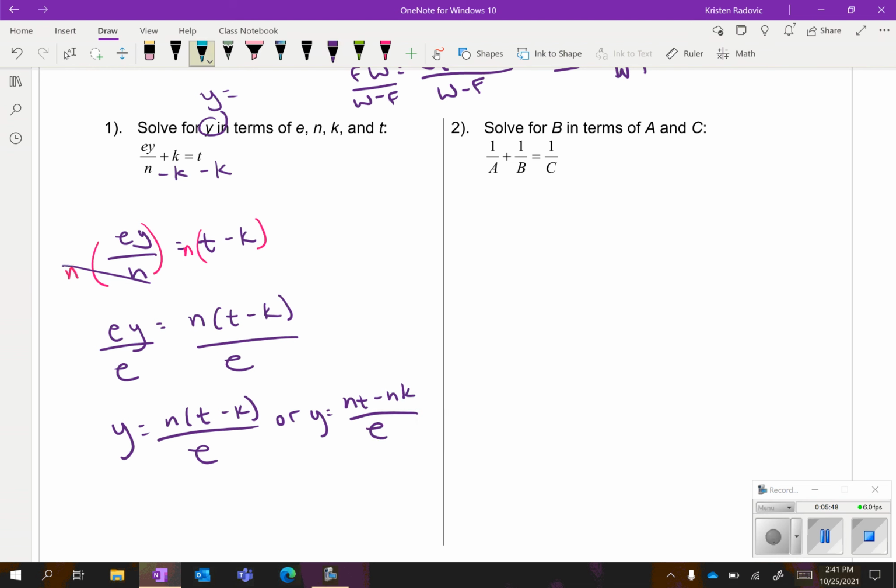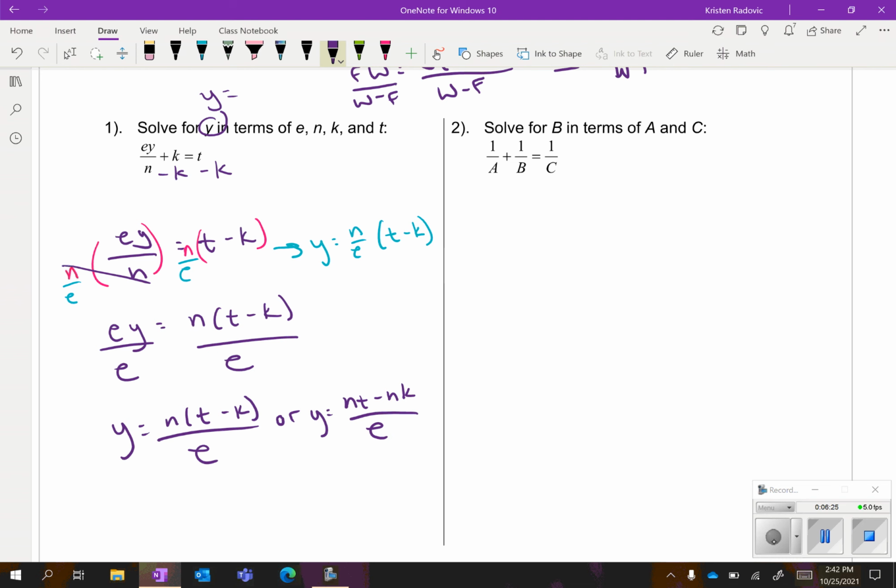So there are a lot of different ways to do these problems. If you wanted to, instead of just multiplying by n, if you wanted to get rid of the e as well all in one shot, you could have multiplied by n divided by e, right? If you have a fraction and multiply by the reciprocal, it gets rid of the fraction entirely. So if you multiplied both sides by n over e, that would have given you y equals n over e times t minus k, which is an alternate answer. The choice is really yours how you solve it.